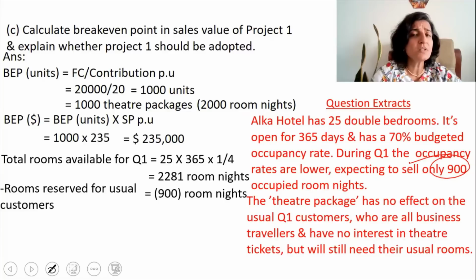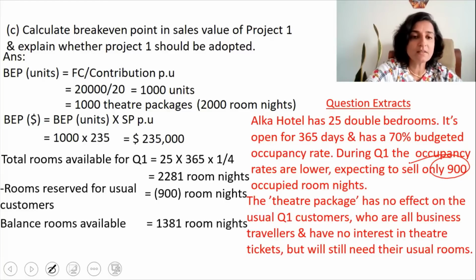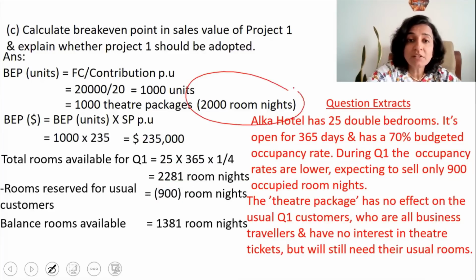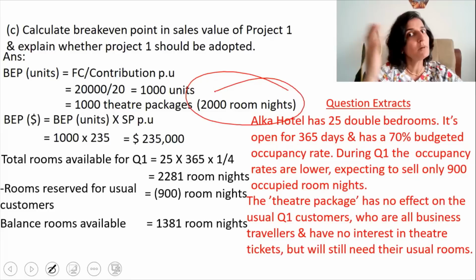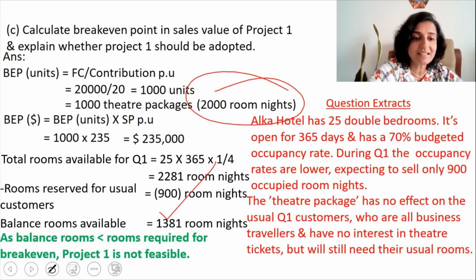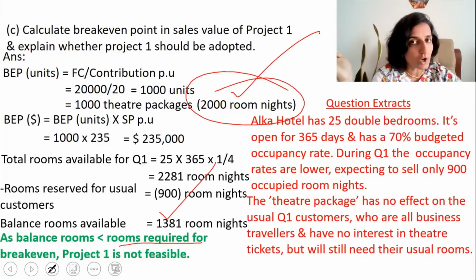So what is the balance of rooms available? The balance rooms available is 2,281 minus 900, or 1,381 room nights only. But our break-even point for the theater package is 2,000 room nights, and we don't have 2,000 room nights to provide. Which means that project 1, the theater package, is not feasible. So the final answer is, as the balance rooms available, that is 1,381 room nights, is less than the rooms required for break-even, which is 2,000 room nights, project 1 is not feasible.